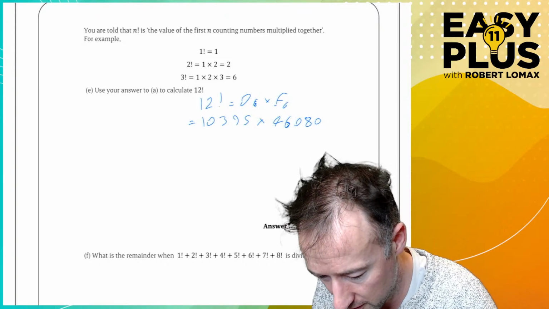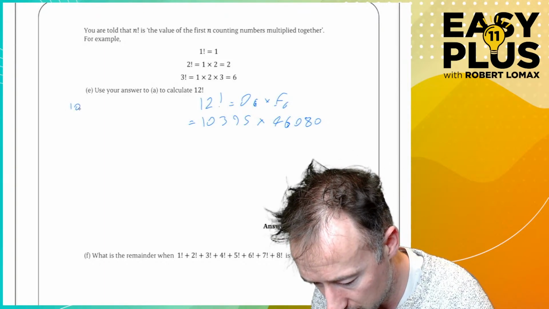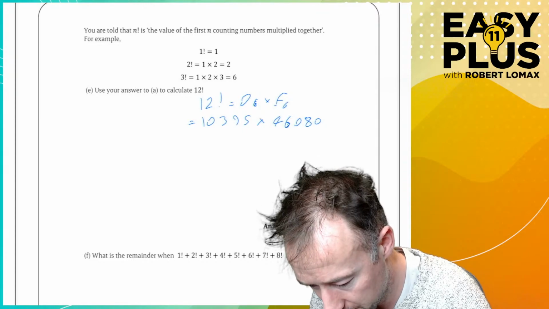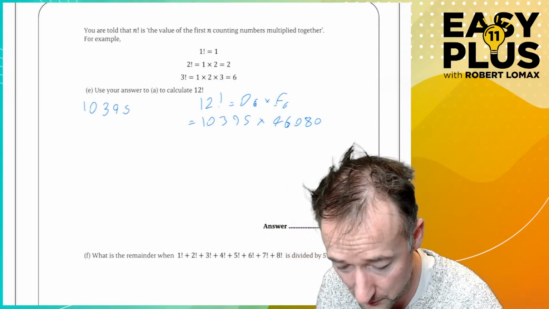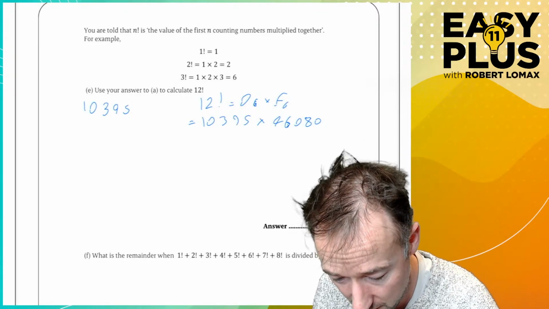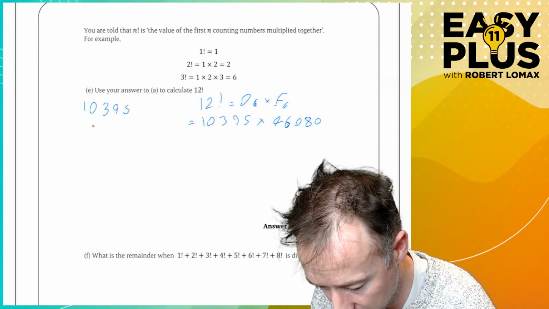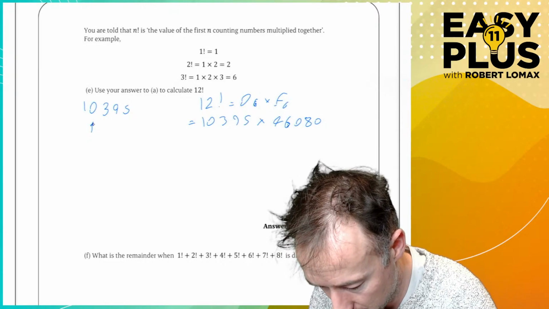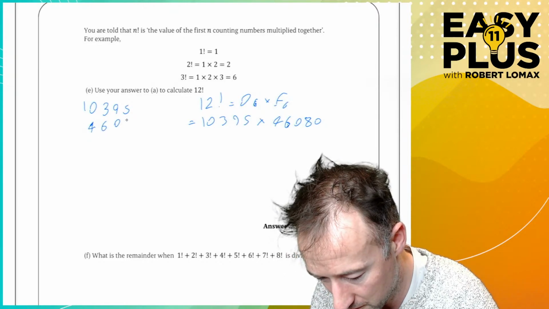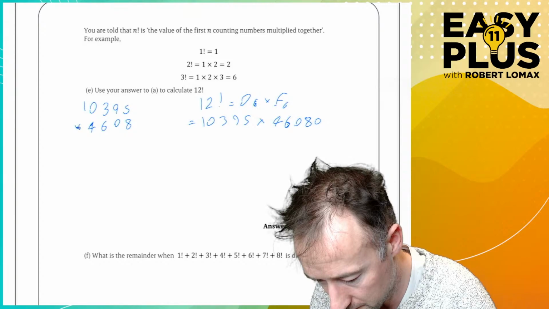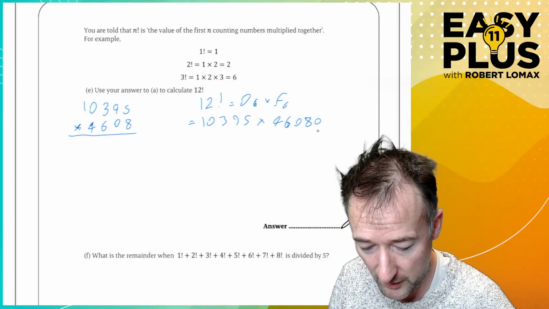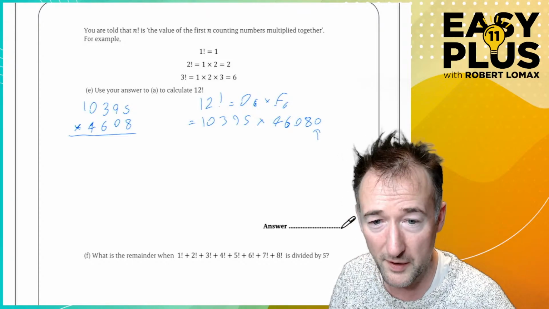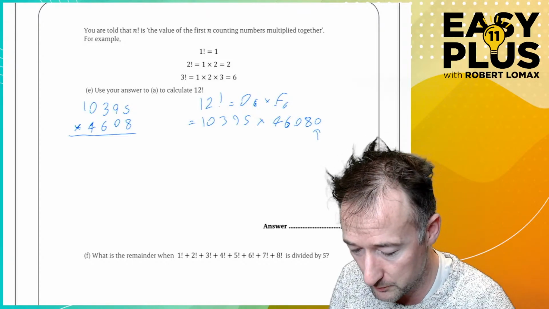So I've got 10,395, for me that's clear, times 4608, and my tablet's sliding away. Okay, now I'm going to work that out, and then I'm just going to stick a 0 on at the end to match that 0 there, and that's going to save me a bit of effort.